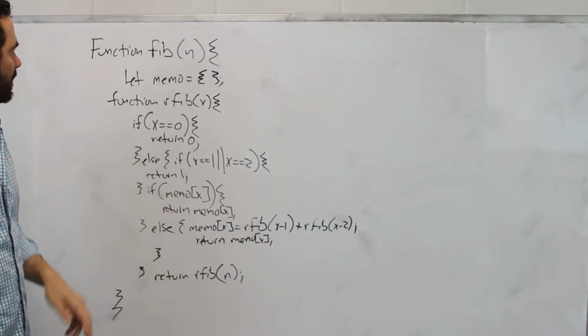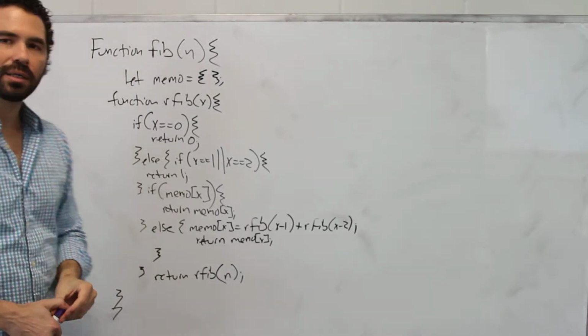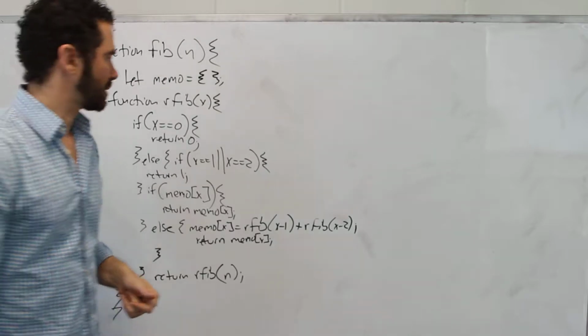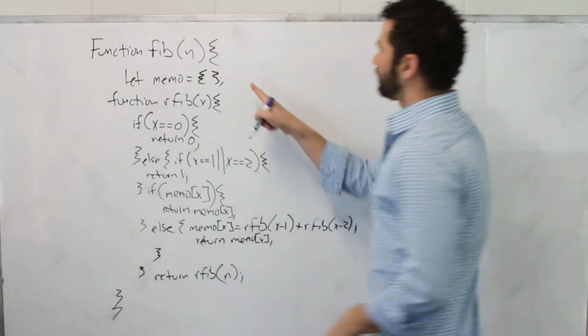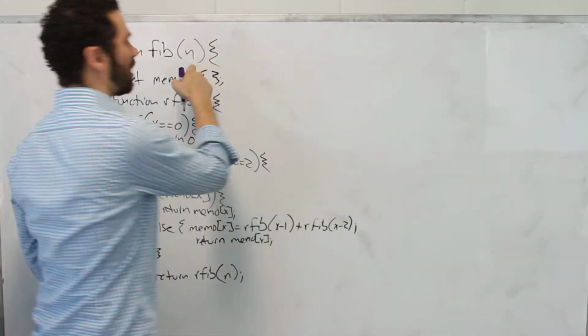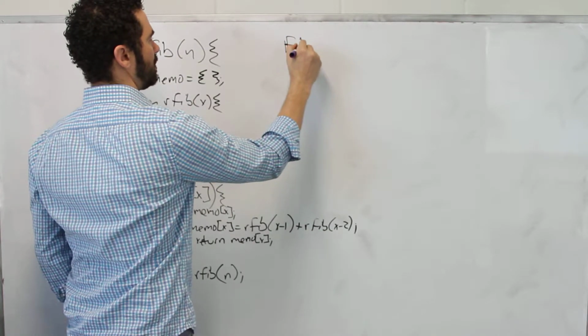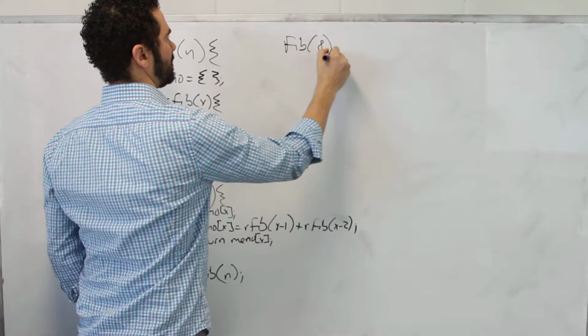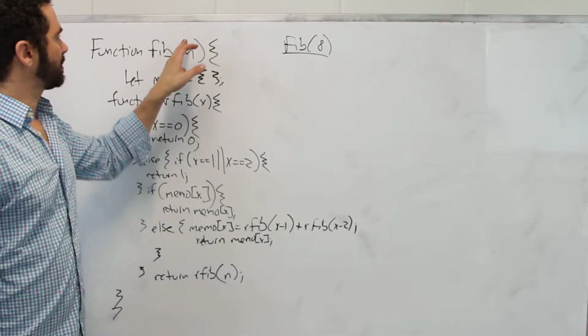So this is our recursion. We're going to do a quick diagram to see how it looks. Let's say I want my target to be fib of 8. So that's the number we're going to do.